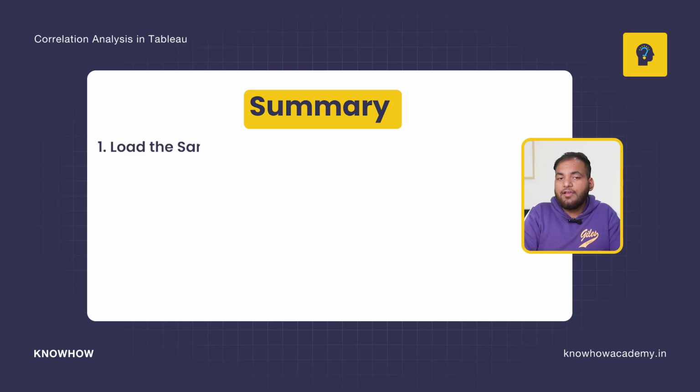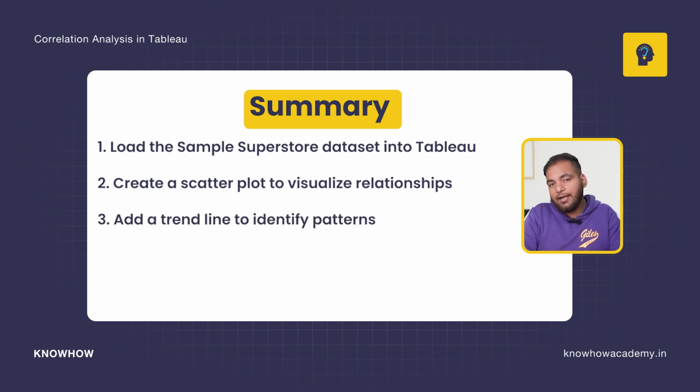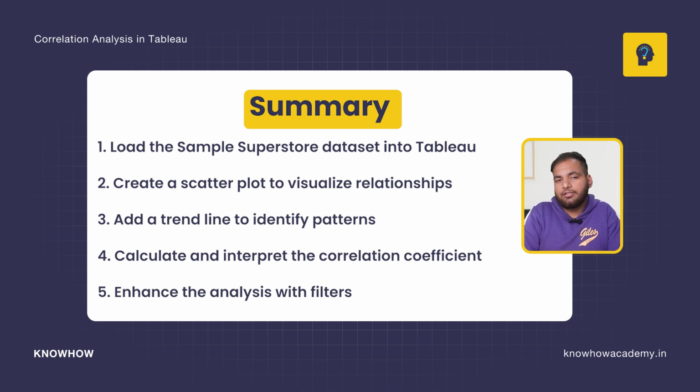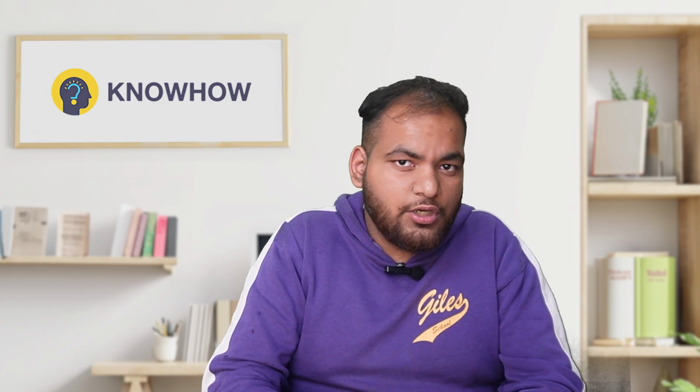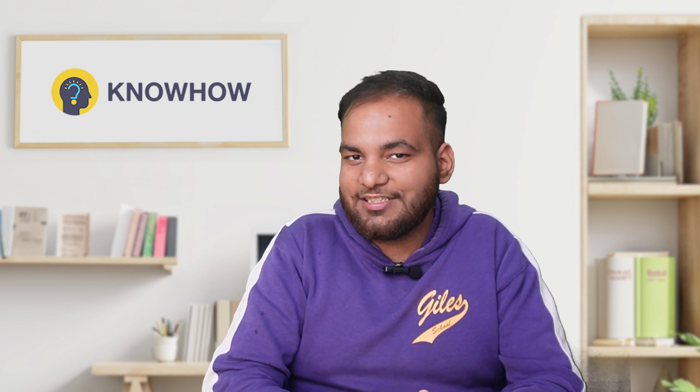Now, let's recap. Here's what we did today. We loaded the sample Superstore dataset into Tableau. Then we created a scatter plot to visualize the relationship between sales and profit. After that, we added a trend line to identify patterns, and then we calculated the correlation coefficient to quantify the relationship between them. After that, we enhanced the analysis with filters, and with just a few steps you have unlocked a powerful way to understand your data and make smarter decisions.